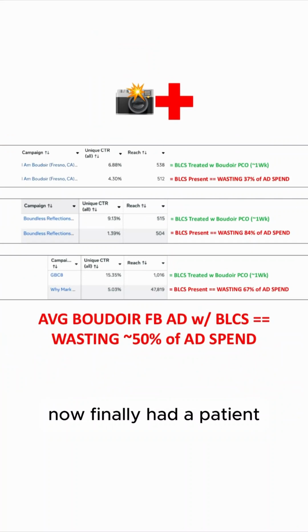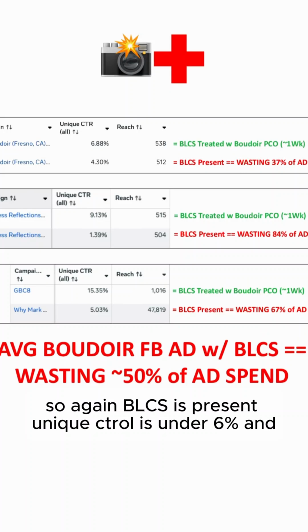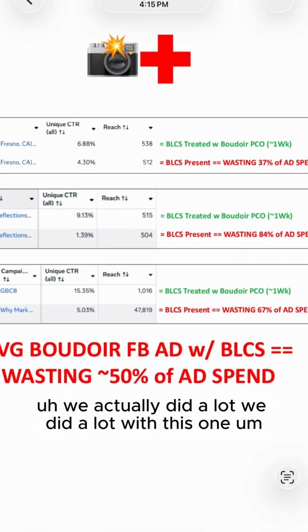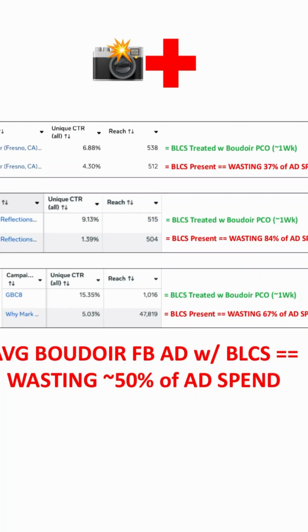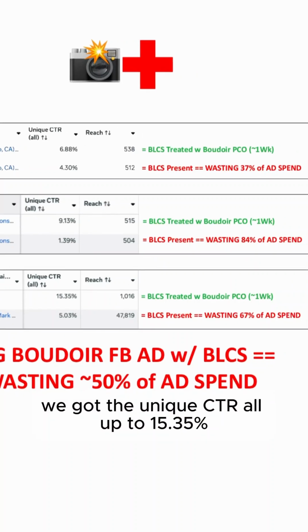Now, finally, had a patient, his Boudoir Facebook ad had a unique CTR all of 5.03%. So again, BLCS is present, unique CTR all is under 6%. And we actually did a lot with this one, but we treated it with Boudoir Pico. Took about a week. We got the unique CTR all up to 15.35%.